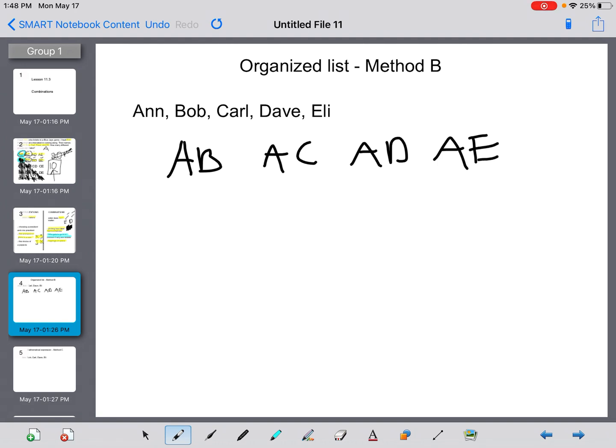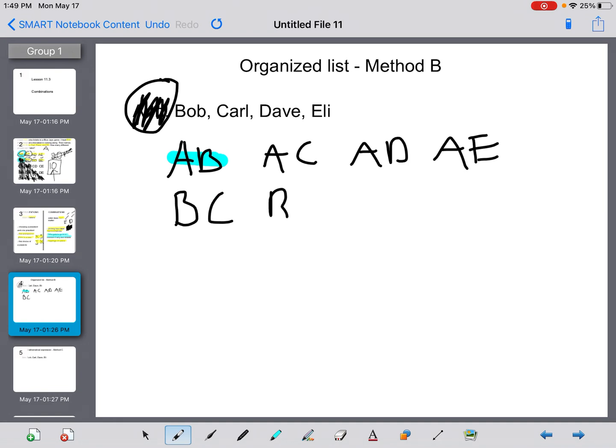So when I'm creating this organized list, I note to myself, look, I've taken Ann 4 times with 4 different people. So in a way, I've sort of used Ann already. Those are all the different ways she could come to the game. So I'm going to cross her out. Then I'm going to take Bob. Now notice, I crossed out Ann over here because Bob already went with Ann right up here, AB. So I'm not going to say Bob and Ann.